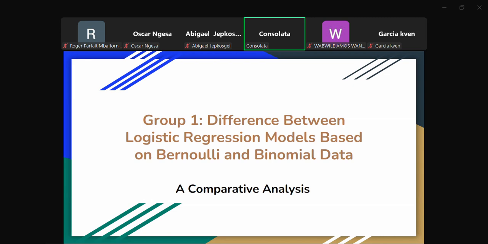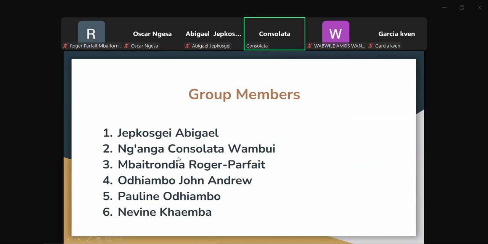So group 1 was focusing on the difference between logistic regression models based on Bernoulli and binomial data. The group members are Abigail, myself, Parfait, John Andrew, Pauline, and Nevin.